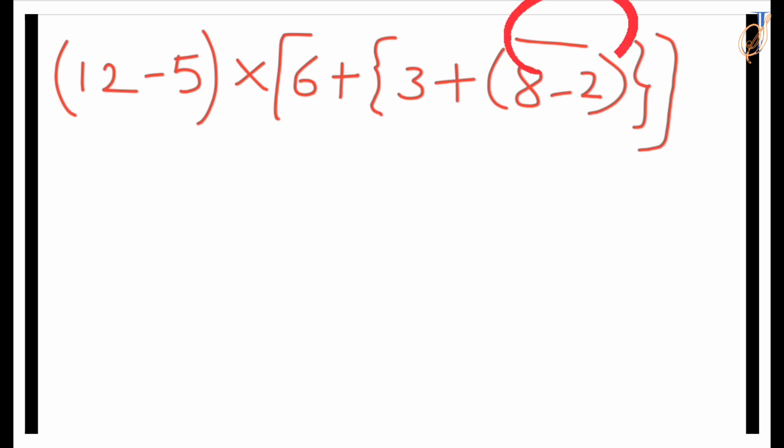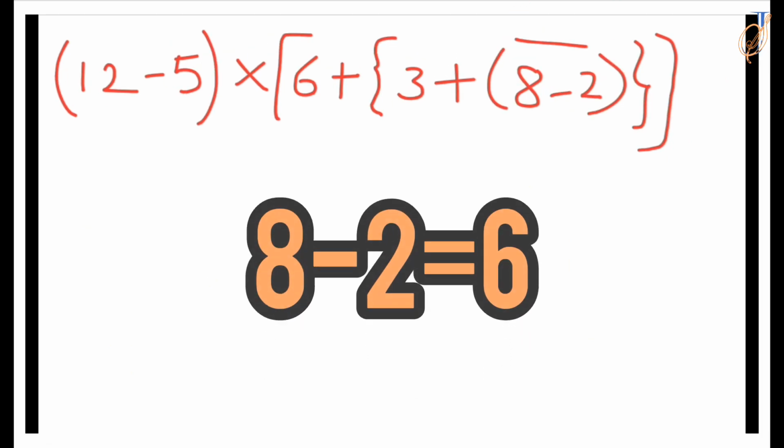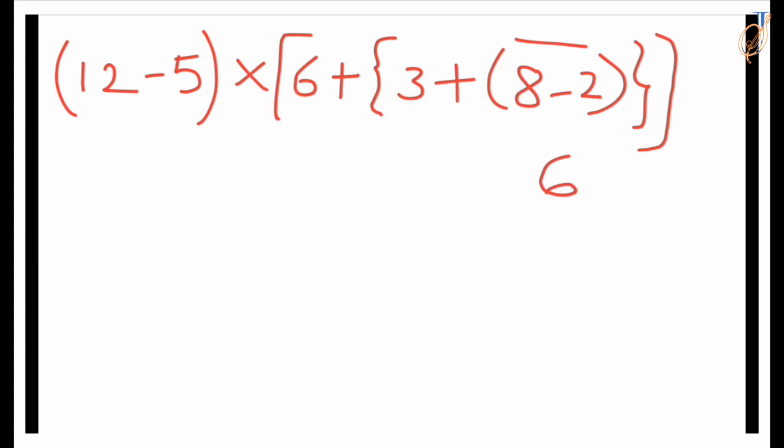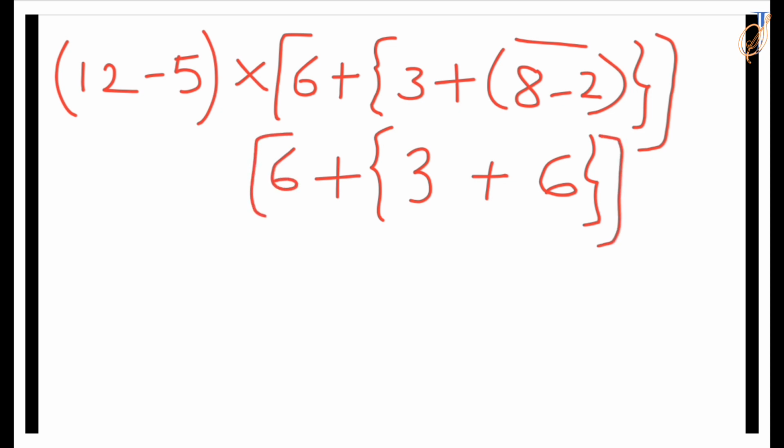Here you have the line bracket, so you have to solve it first. 8 minus 2 is 6. So you finish the line bracket, at the same time you finish the closed bracket. Then you go with plus 3, this is under the curly bracket. So then plus 6, this is under the closed bracket. Then times 12 minus 5.